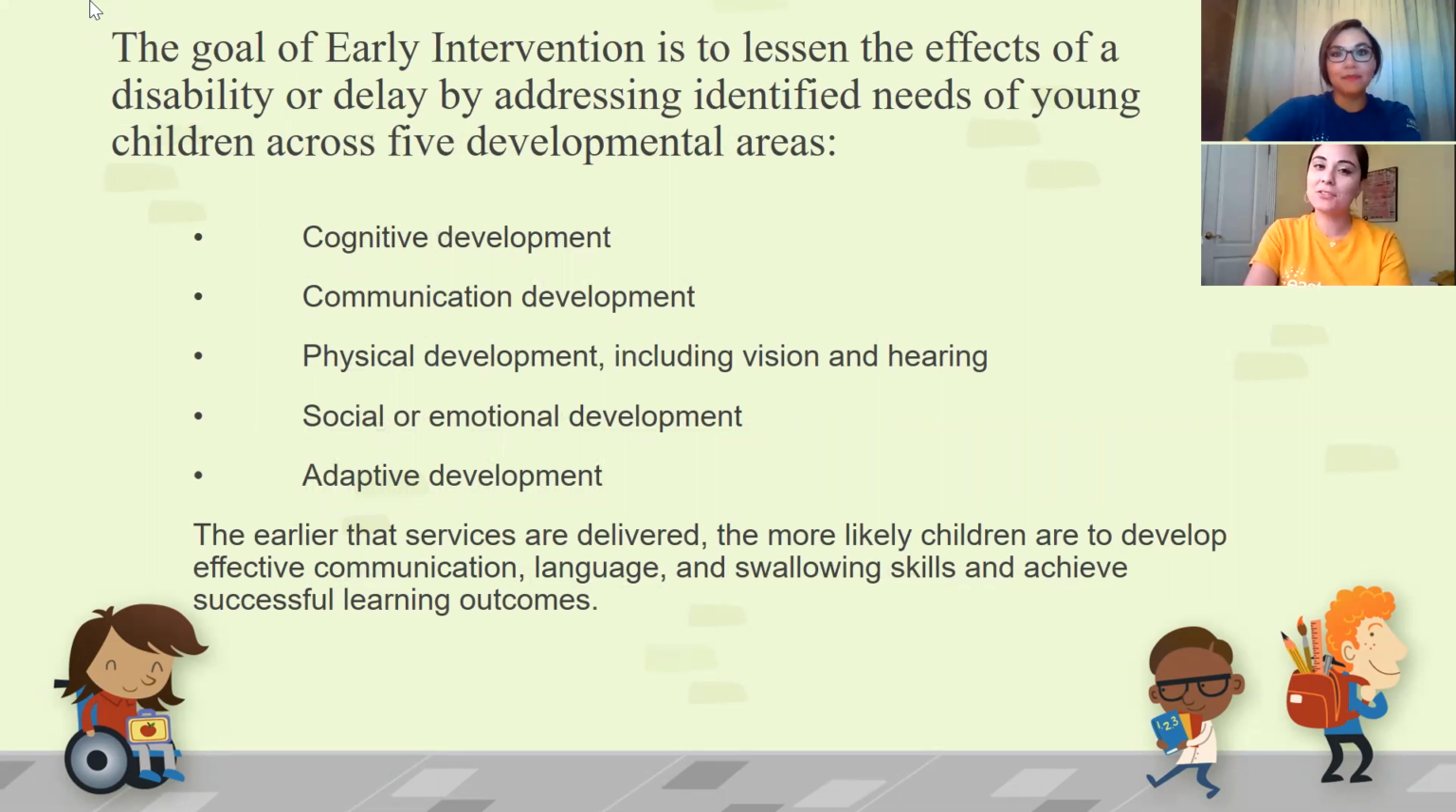The goal of early intervention is to lessen the effects of a disability or a delay by addressing identified needs of young children across these 5 developmental areas. So we have cognitive development, communication development, physical development, which includes vision and hearing, social or emotional development, and adaptive development. The earlier that the services are delivered, the more likely children are to develop effective communication, language, and swallowing skills and achieve successful learning outcomes.